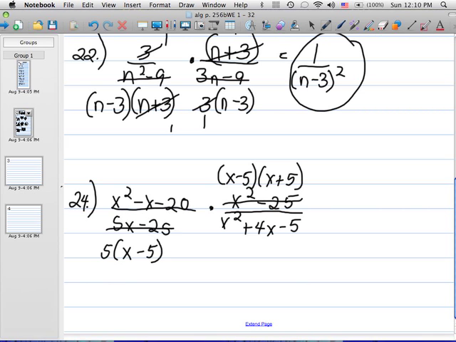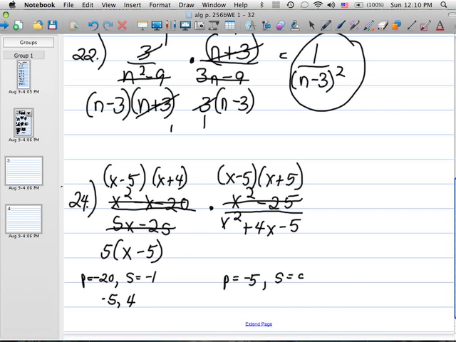The trinomials, this first one, the product is negative 20, sum is negative 1, so the numbers that work are 5 and 4, and the 5 would have to be negative. So x minus 5 and x plus 4. And this one, the product is negative 5 and the sum is 4. Factors of 5 that work are 5 and 1. And since the sum has to be positive 4, the 1 is negative. So this goes to x plus 5 and x minus 1.